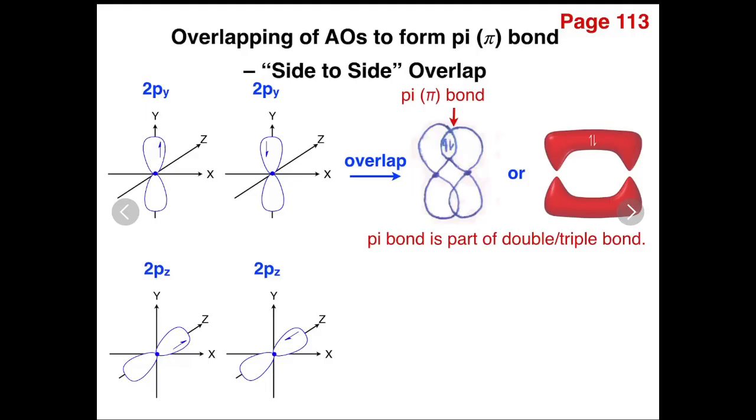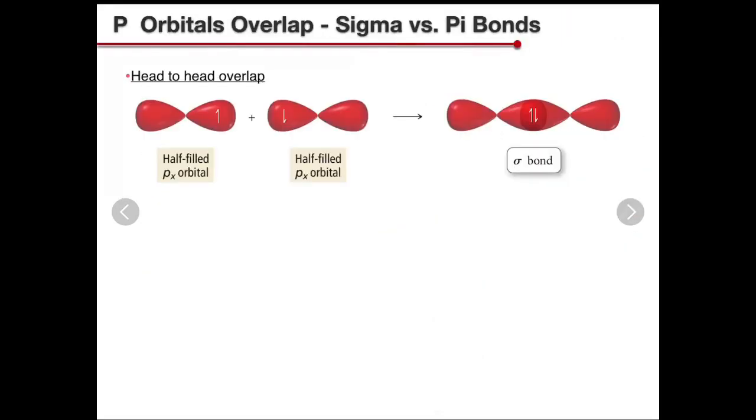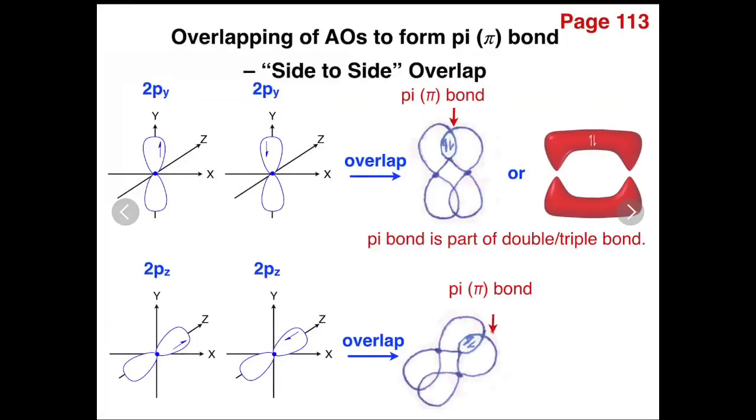Because if you're looking at this 2pz, when you move these two together, side-to-side overlap, you are going to create that type of picture right there, which is pretty much this picture, but you tilt it along the z-axis. So this represents a pi bond. Pi bond comes from side-to-side overlap.